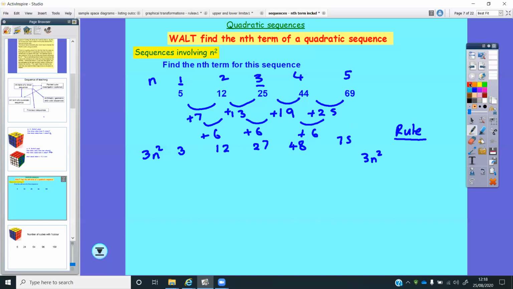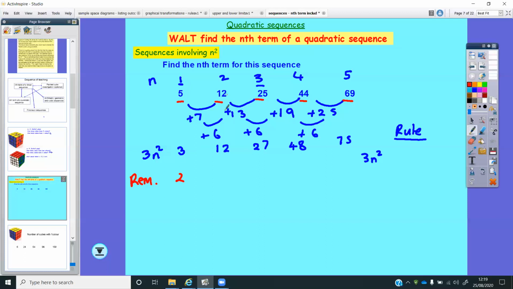Now I'm going to use a different colour here. We're saying that this is in that sequence. What I need to do now is take it out of that sequence to see what's left. We know it forms part of that sequence, so what's going to be remaining? The sequence has got 5, and 3n squared gives me 3, so the remaining is 2.